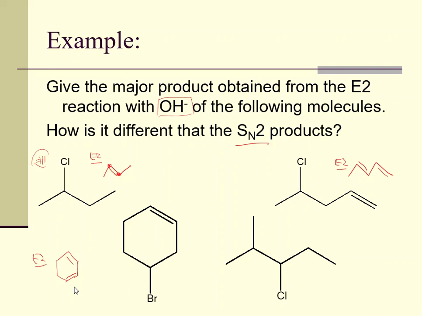Finally, this one over here, as before, I'm going to redraw. There we go. And now it wants me to go in and do an E2. All right, so I'll eliminate the chlorine, I'll eliminate the bond, and I've got to figure out where I draw the double bond. So do I go left or do I go right? And the answer is left.